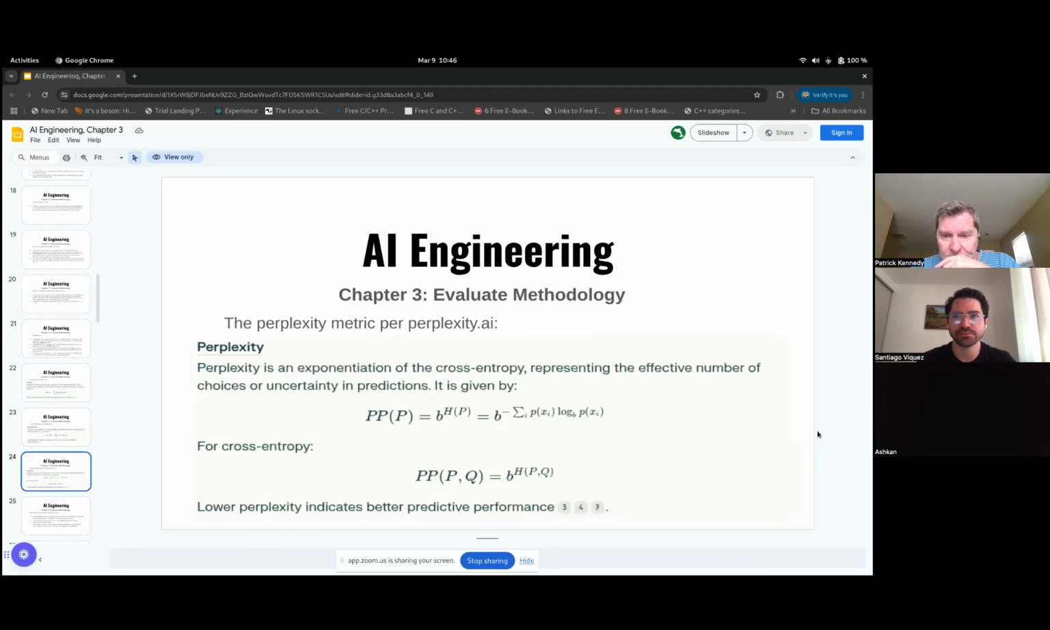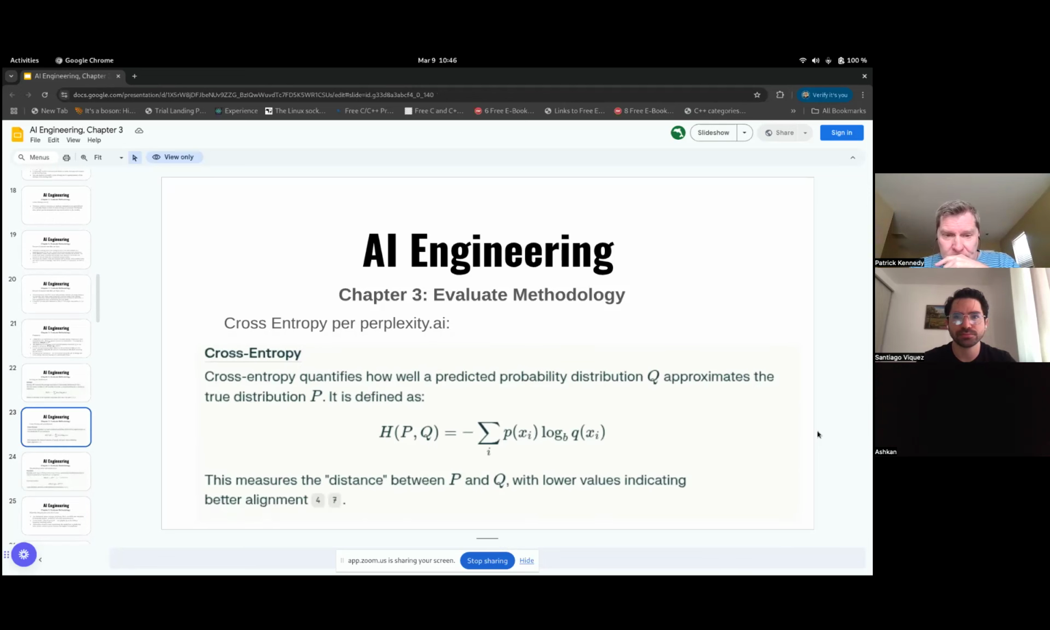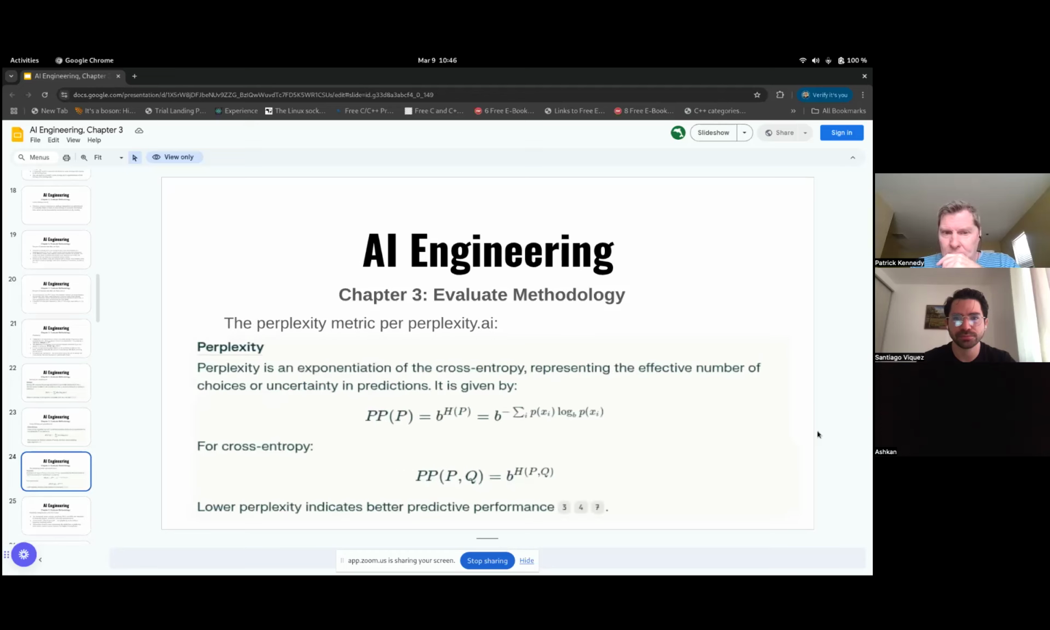Well, quote unquote, but we have specific formulas for distance as well.